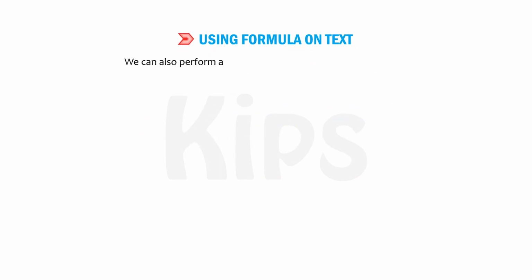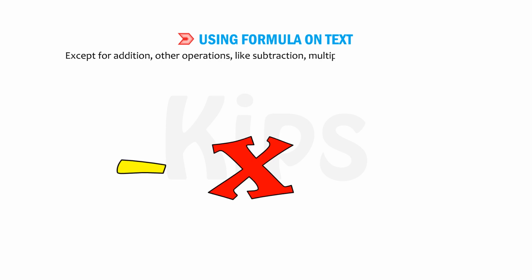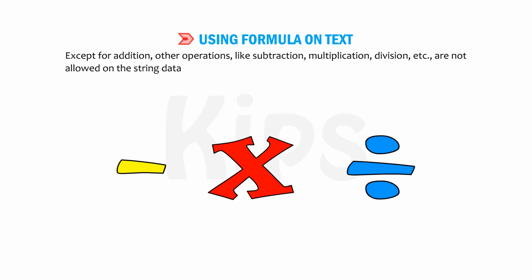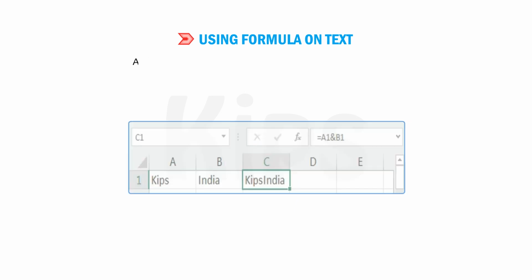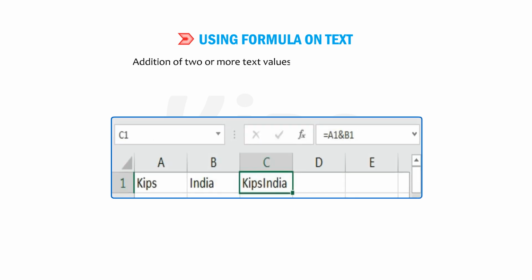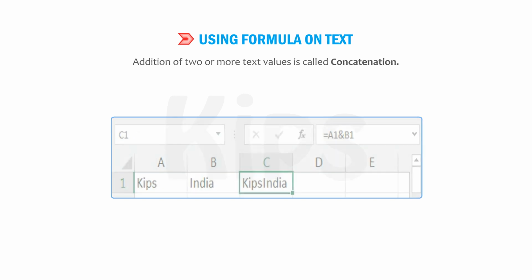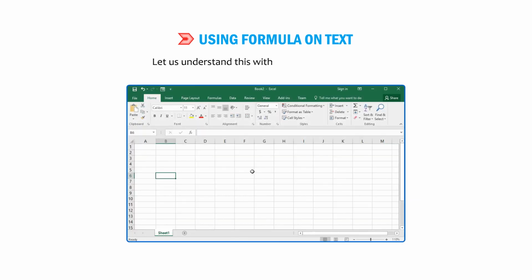We can also perform addition on character and string data types. Except for addition, other operations like subtraction, multiplication, division, etc. are not allowed on the string data type. The ampersand symbol (&) is used to perform addition. Addition of two or more text values is called concatenation. Let us understand this with the help of an example.